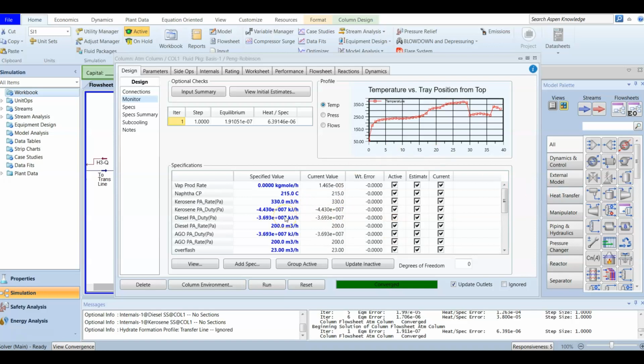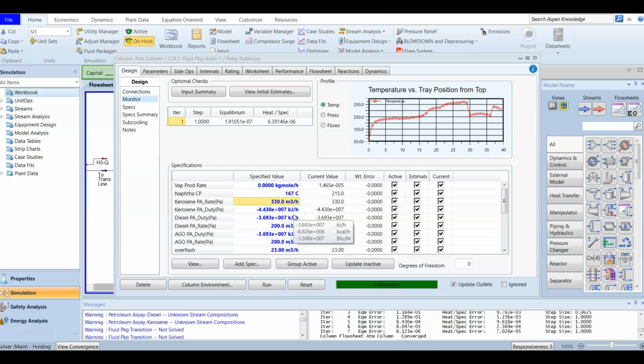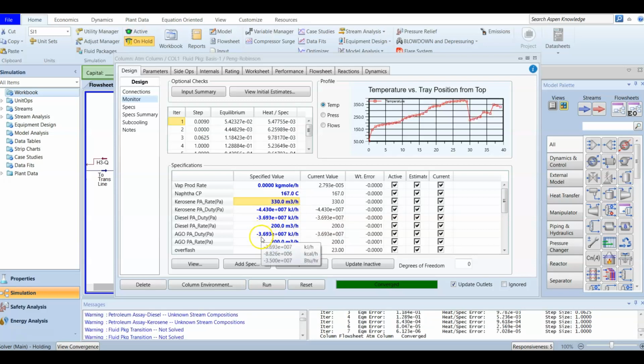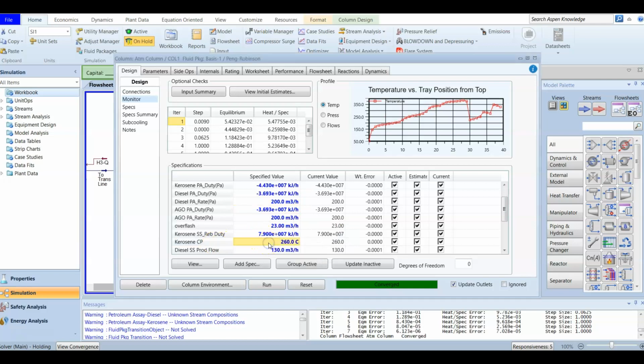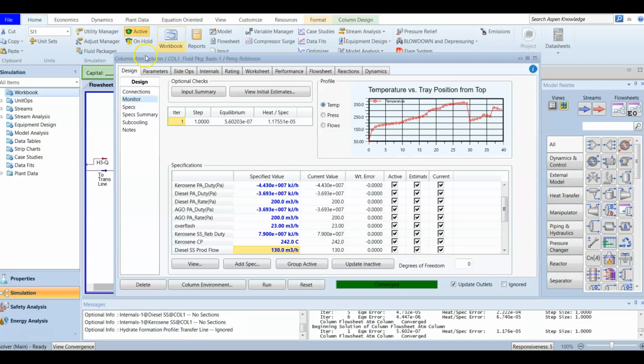I think this number is a little bit high for the cut point at 95%, so I'm going to change it to 167 for naphtha, and for kerosene, I'm going to change the cut point to 242. Okay, now it will be unconverged and on hold, so I'm going to keep it active. Okay, I'll make it active again. So this actually is a problem we often have in Aspen HYSYS, shifting between active and on hold.